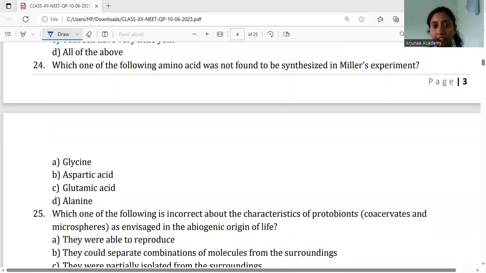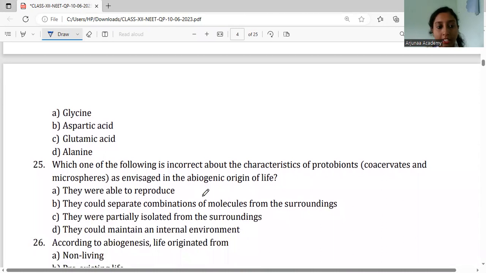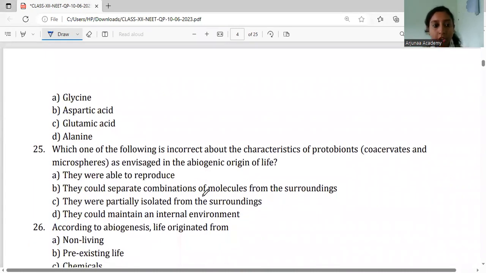Okay, so question 24: which of the following amino acids was not found to be synthesized in Miller's experiment? In Miller's experiment, he got all the simple amino acids like glycine, alanine. Glutamic acid he had not found. Even aspartic acid he has found. So the answer will be glutamic acid. Then the 25th question.